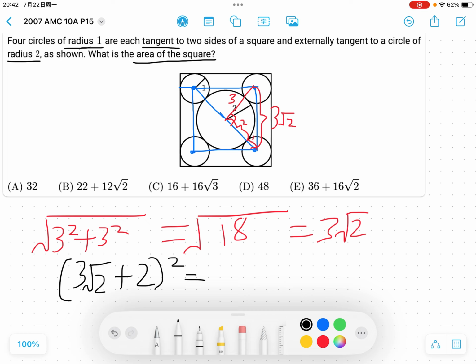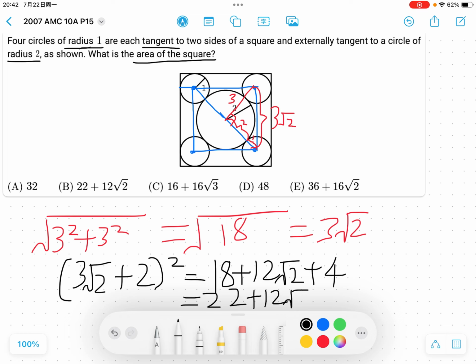If we expand that, we have 18 plus 2 times 2 times 3 root 2, which is 12 root 2, plus 2 times 2, which is 4. So we get 22 plus 12 root 2. And that indeed is the correct answer. So we choose it, and we're done with this problem.